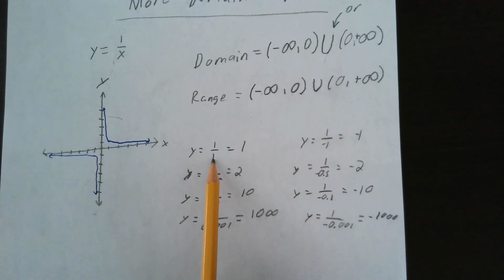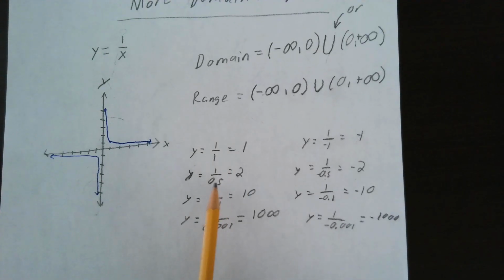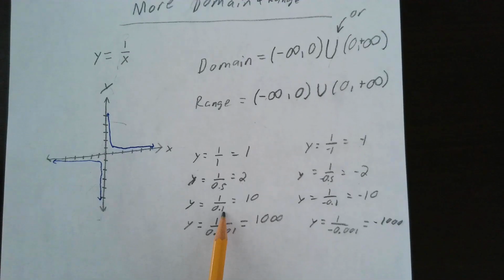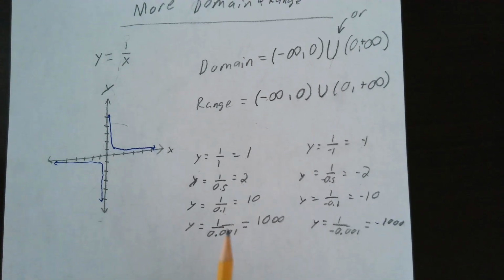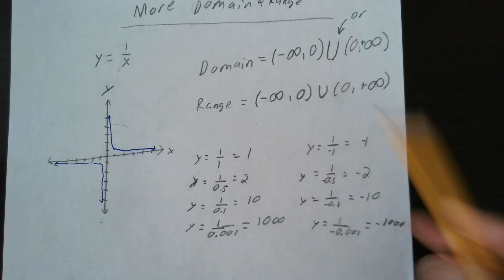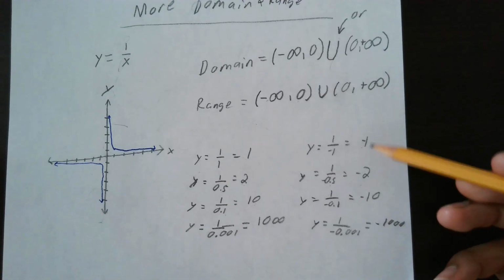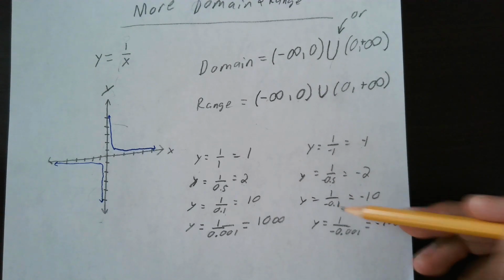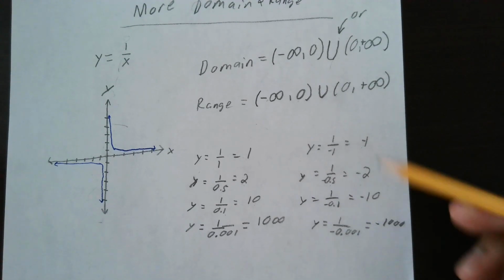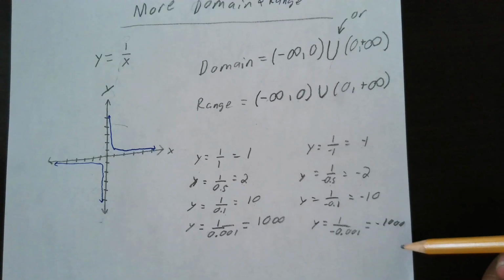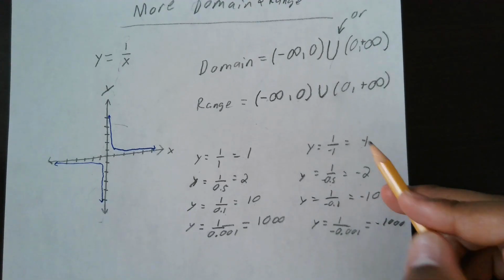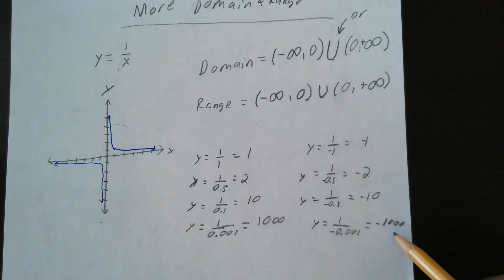And I've included some examples here. For an x value of 1, we get a y value of 1. With an x value of 0.5, we get a y value of 2. With an x value of 0.1, we get a y value of 10. And with an x value of 0.001, we get a y value of 1000. A similar thing happens with negative 1, negative 0.5, negative 0.1, and negative 0.001, except you approach negative infinity. So you get negative 1, negative 2, negative 10, and negative 1000.